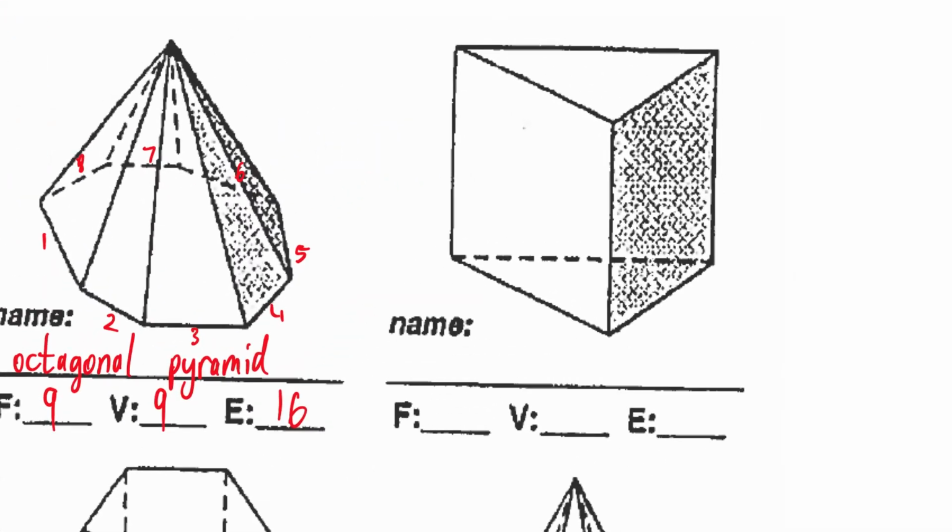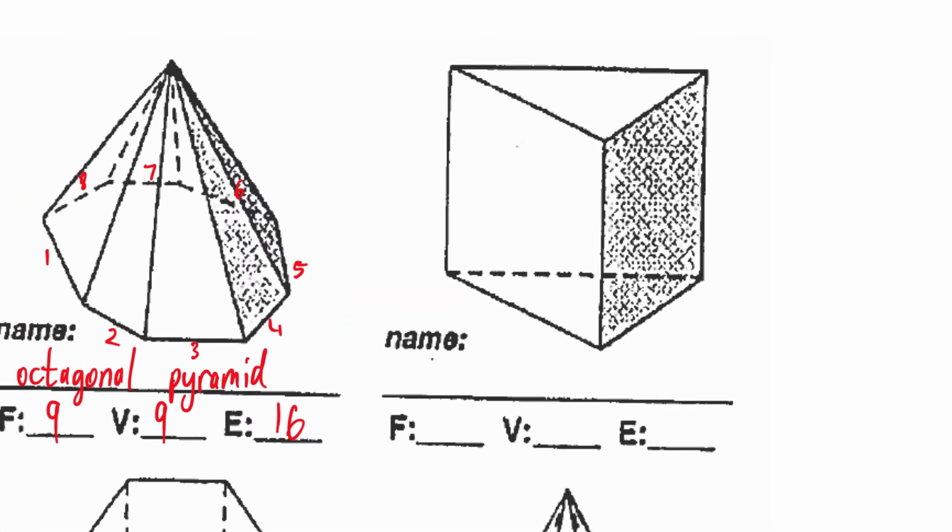All right, one more here. What's this? Okay, triangular prism. Faces. 5 vertices. Edges. None.